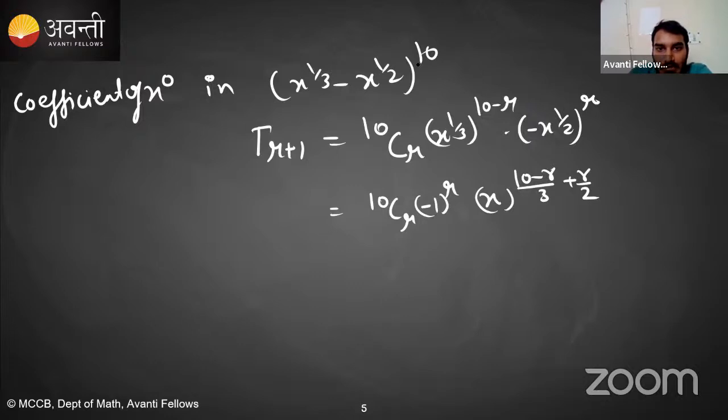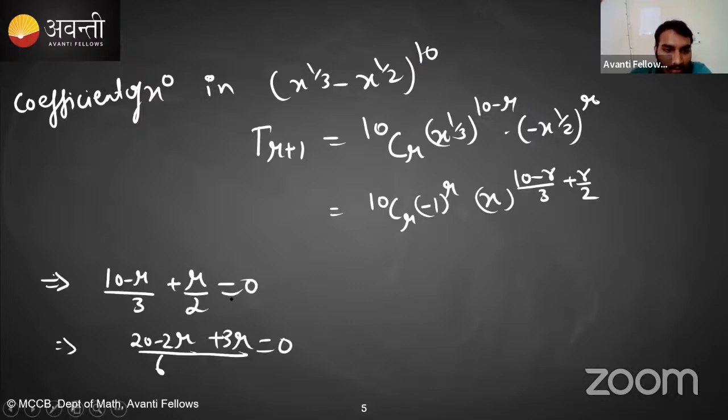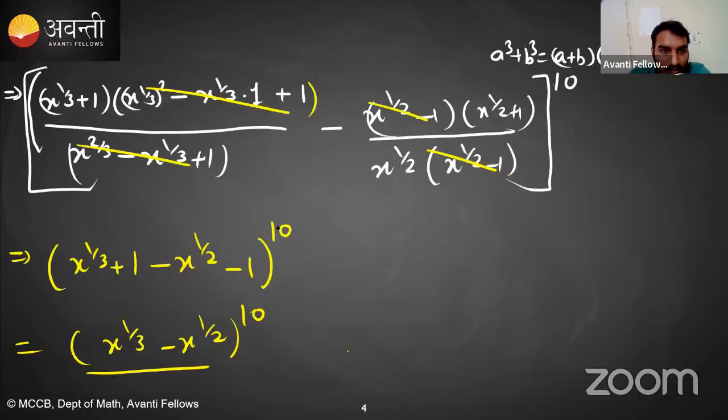One second. 10 CR x raised to the power 10 minus r by 3 into minus x raised to the power r by 2. So it is 10 minus r by 3 plus r by 2. So this should be 0. Right? So when will this become 0? When 20 plus r equal to 0. I think there is some mistake. One second, students. I think there is some mistake here. Did we do any mistake?